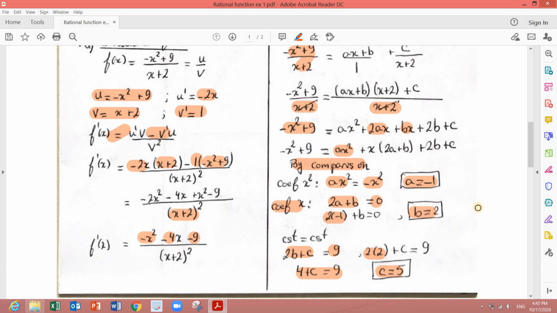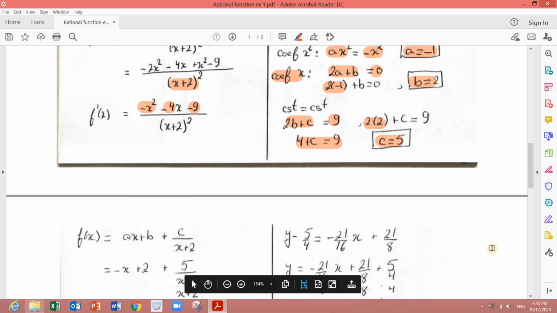And the constant number equals the constant number. On the right side, the constant is 2b plus c. On the left side, the constant is 9. And b is determined, which is 2. We replace b by 2, and we get c equals 5.